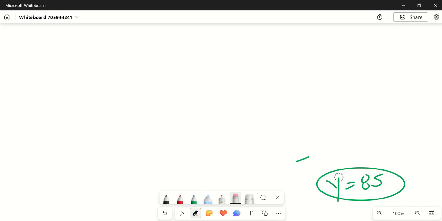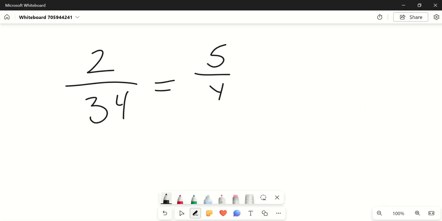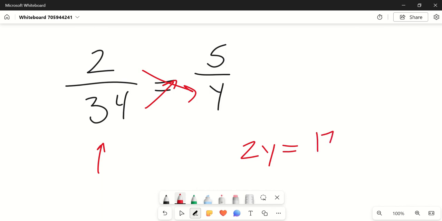So again, let's break that one down a little bit slower so we understand it. So 2 over 34. My first thing was I have 2 over 34 equaling 5 over y. My first step was to simplify this, because if I didn't simplify, I could still multiply, but guess what? Now you're going to have 2y equals 5 times 34, which is 170, divided by 2, and it'll still give us the answer of 85, but it's extra steps.